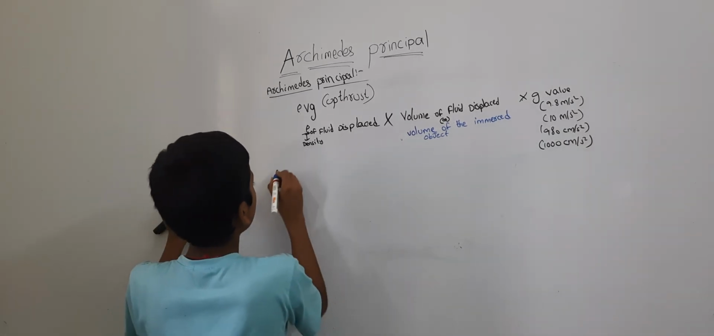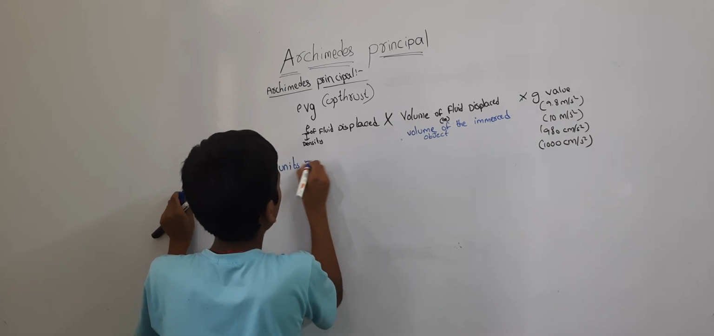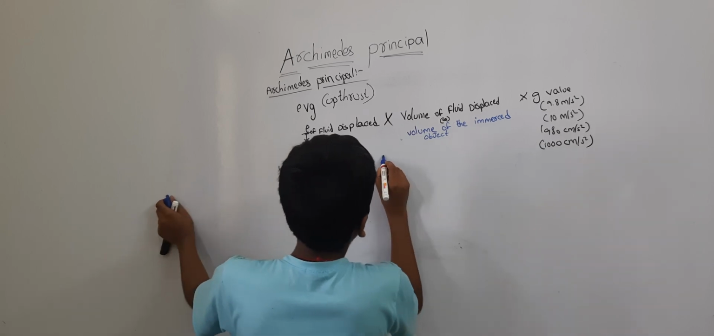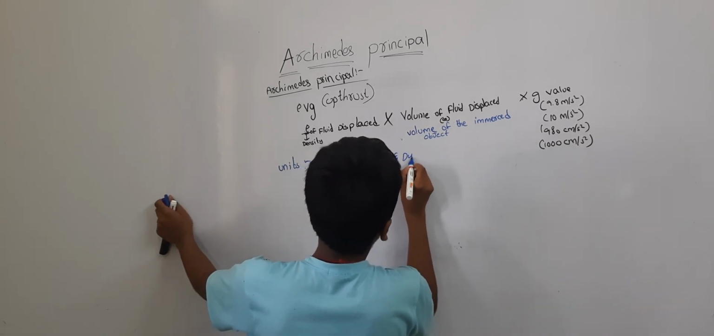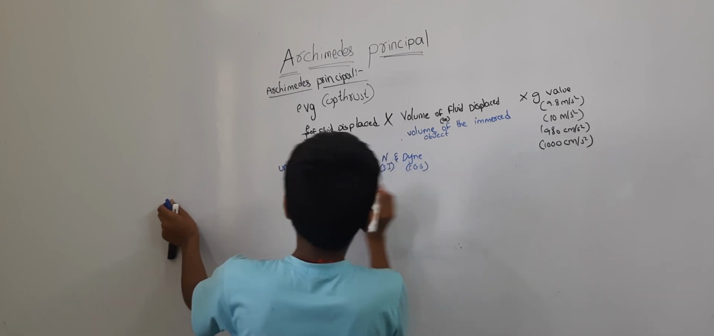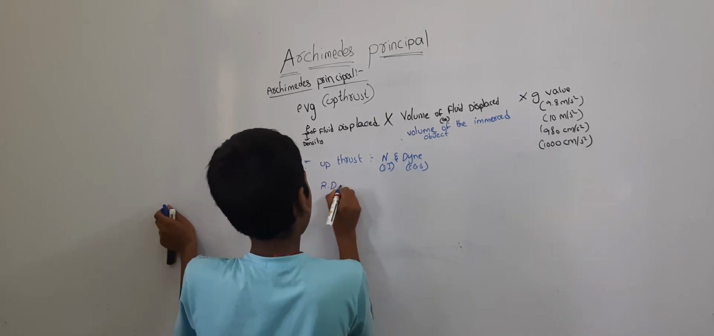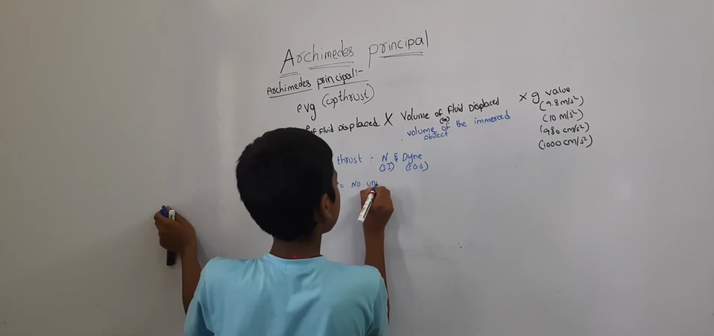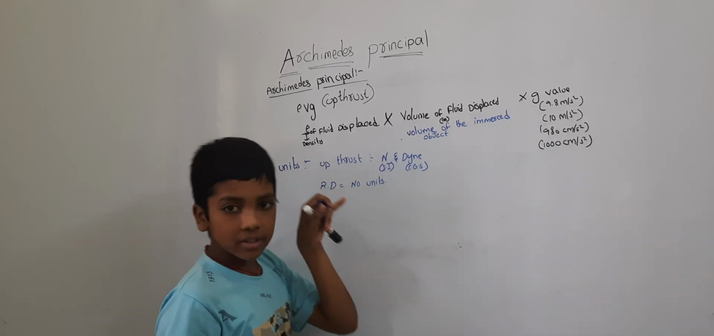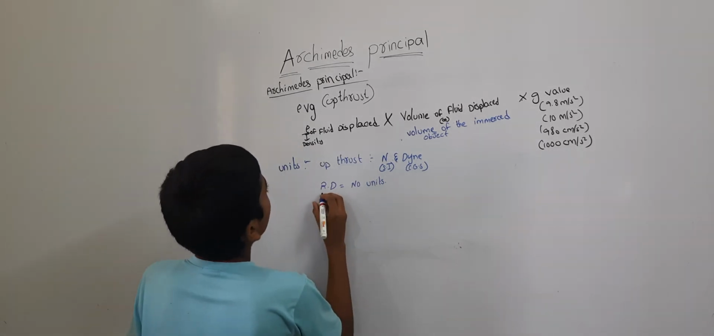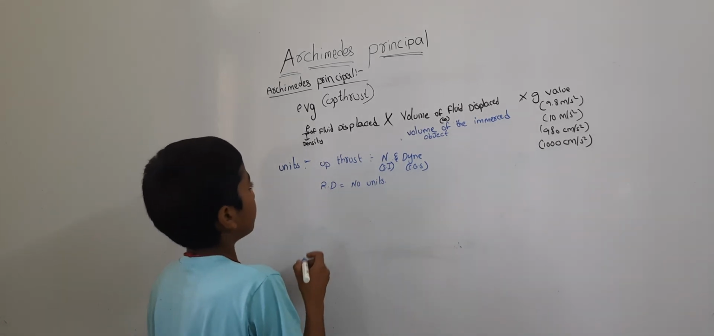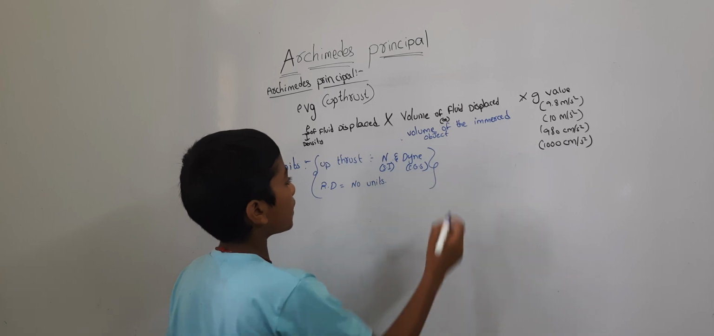And sorry friends, now we see the units. Upthrust: Newton and dyne. Newton is SI, dyne is CGS. Relative density has no units, always. Okay friends, these are the two main units in Archimedes principle.